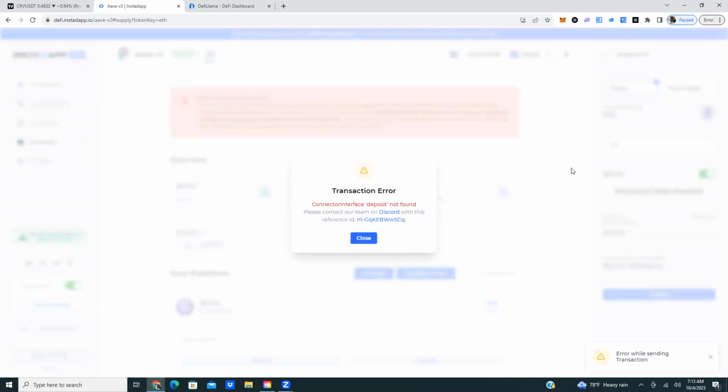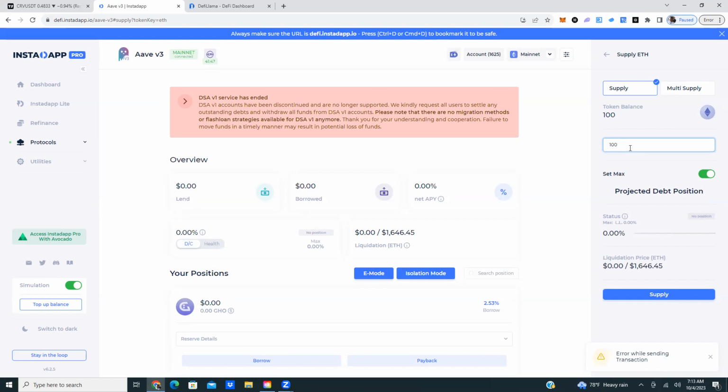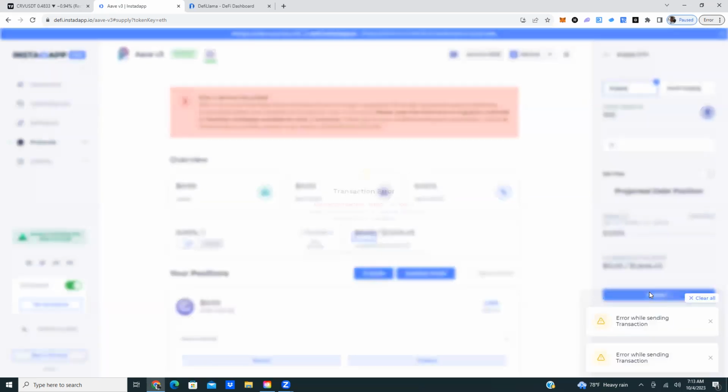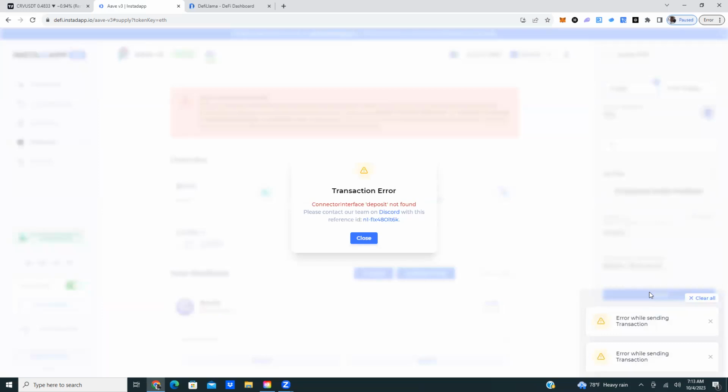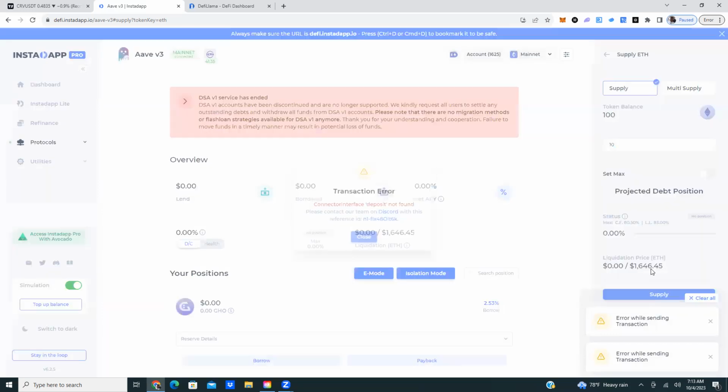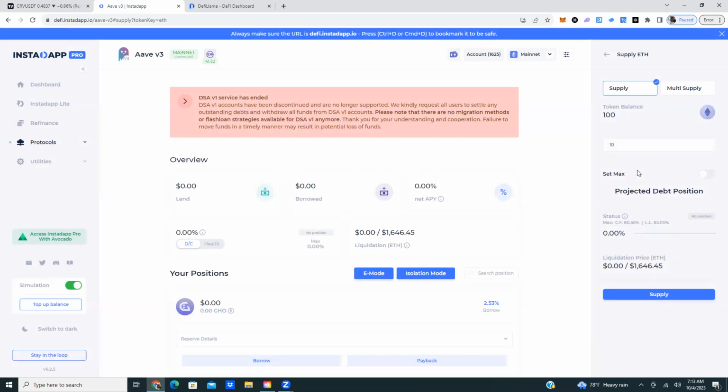Deposit not found. Let's see if I lower the deposit value. Let's see if I just supply 10 tokens. It's still not allowing me to do this transaction. Why is it not allowing me to do the transaction? That's interesting.